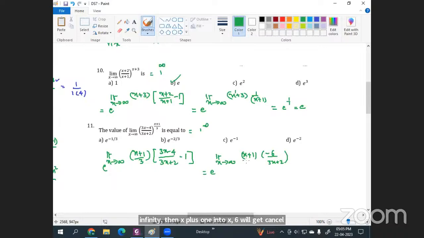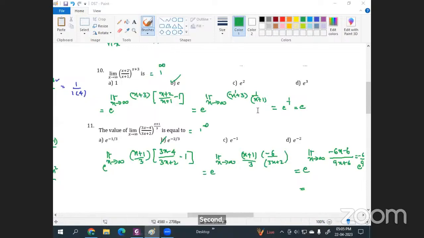And the denominator is 3 here. And on further simplification, e power limit x tends to infinity, (minus 6x minus 6) by (9x plus 6). The degree of x in the numerator and the degree of the denominator are both equal. Then your answer is minus 6 by 9. e power minus 6 by 9 is e power minus 2 by 3. So the second option is the right option.